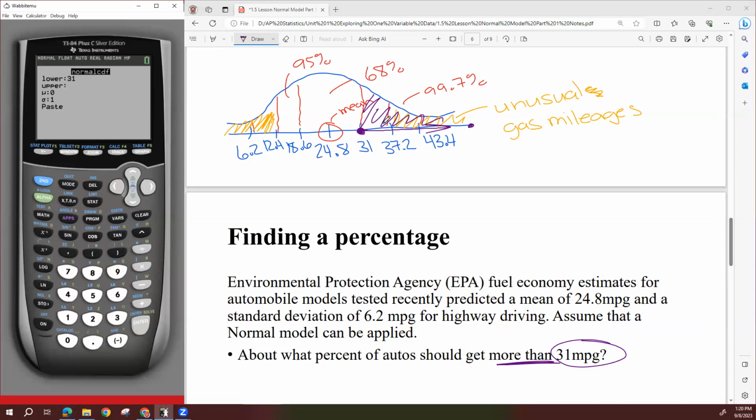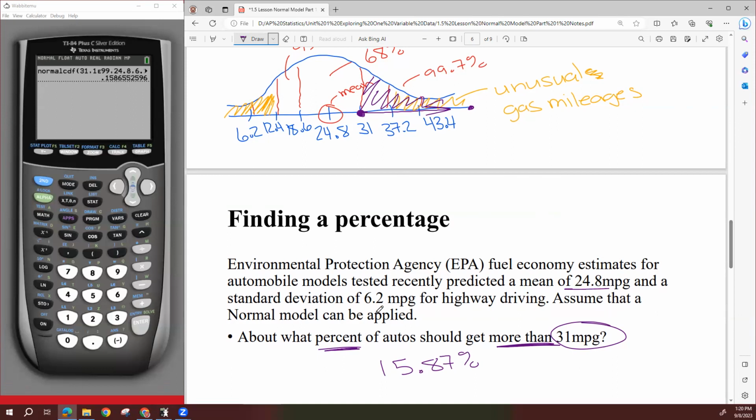On the right of my area, this thing technically goes forever. So we do 1 e to the 99. It's kind of like putting infinity. And then we'll type in our mean is 24.8 and our standard deviation is 6.2. And this is going to give us this decimal. And we're looking for a percentage right now. And so we'll turn that into a percentage of 15.87. And so what that means is, based on our normal model up here and these values we've been given, 15.87% of the automobiles will have a gas mileage of more than 31 miles per gallon.